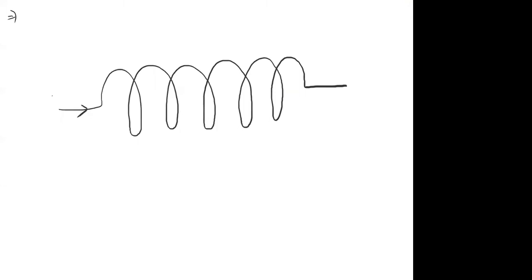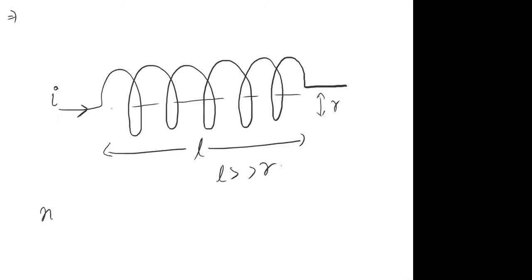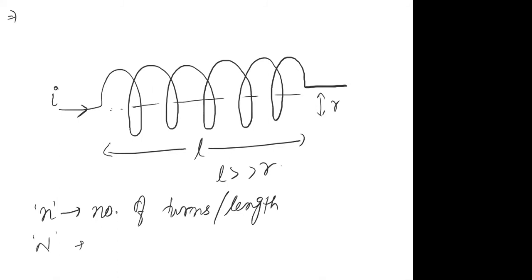Let me take this as a solenoid, and let the length of this solenoid be L, and everything else is the same. This is the radius, and L is greater than R. Let n be the number of turns per unit length. Turns per unit length means unit length has n number of circular turns. Where, let's say, capital N is the total number of turns in length L.